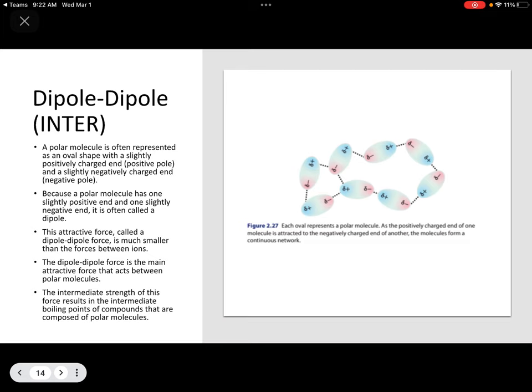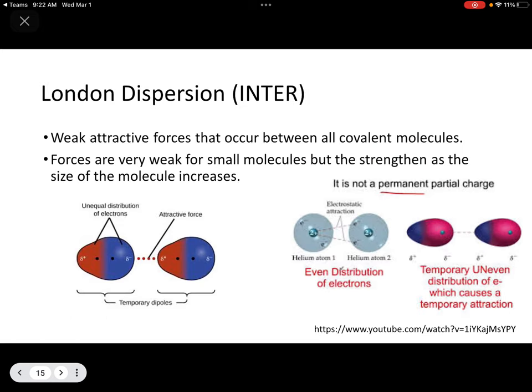And we look at this as an intermediate strength. So it's not the highest strength, it's not the lowest, but it's an intermediate strength that causes an intermediate boiling and melting point. So it's in the middle. It's not the strongest, but it's not the weakest. Then we have our London dispersion forces, and this is also an intermolecular force, but this is between our non-polar covalent bonds.